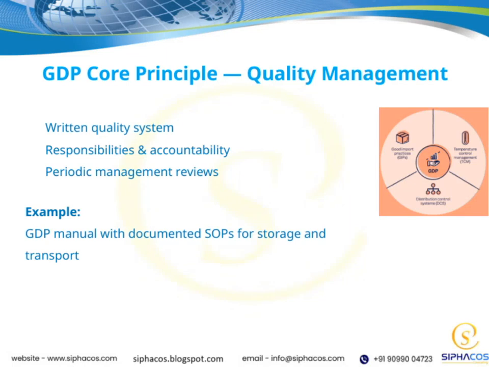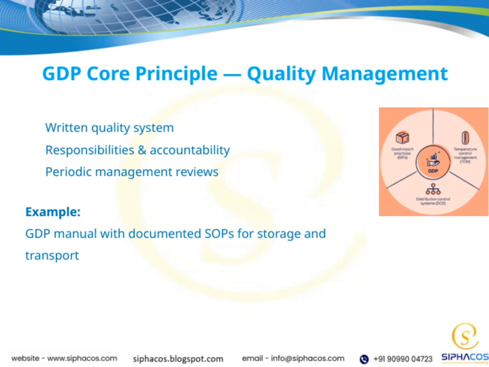Let's take a closer look at the core principles of GDP and how quality management plays a crucial role. First, having a written quality system is essential. This means we need documented procedures and protocols that clearly outline how we handle storage and transportation. It provides a solid foundation for consistency and compliance. Next, responsibilities and accountability are key. Everyone involved must understand their roles and be accountable for maintaining quality standards. This clarity helps prevent errors and promotes a culture of quality throughout the process.